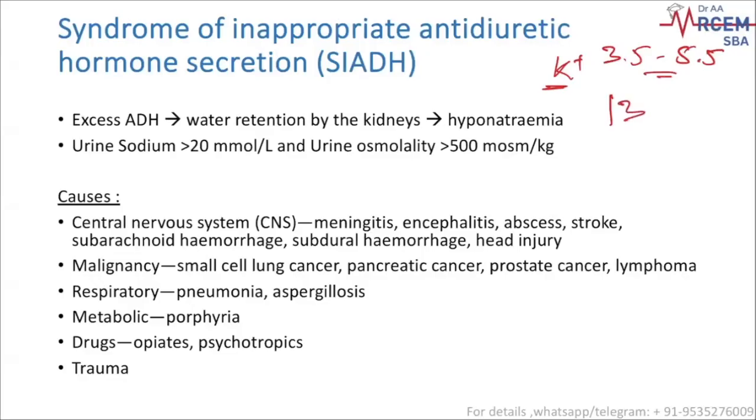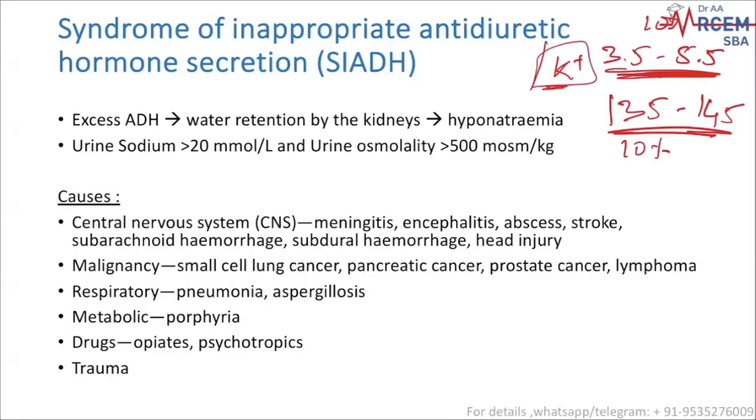Okay, so 135 to 145 is the normal range. In most labs, that is the normal range. So if it reduces even by 10%, here it goes away from the normal range. Here, if it reduces by 10%, it still remains in the normal range. That's why no effect is seen on the potassium, only the effect is seen on the sodium per se. That's why you're only seeing hyponatremia.